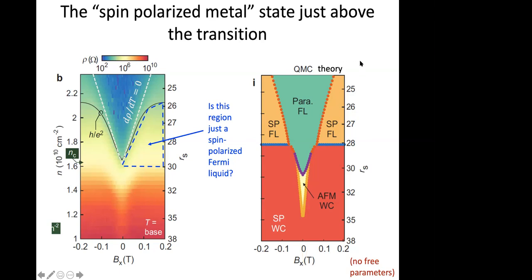Actually, do you expect any phase separation across this Fermi liquid and Wigner crystal state? Like, if there's any Fermi liquid bubbles in the Wigner crystal phase?